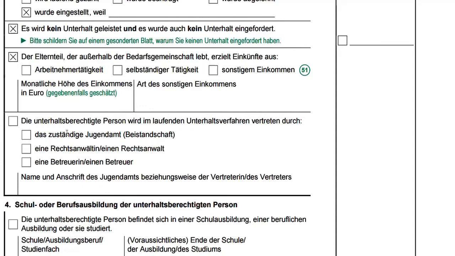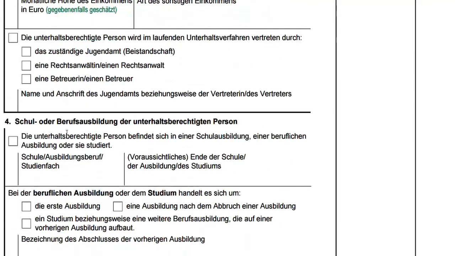If the person who has the right to get the maintenance is being represented by someone in an ongoing maintenance procedure, you mark here with a cross. If the responsible youth welfare office via the guardianship is representing this person, you mark here with a cross. If a lawyer is representing this person, you mark here with a cross. If a supervisor is representing this person, you mark here with a cross. And here you write the name and the address of the youth welfare office or the person who is representing him or her.